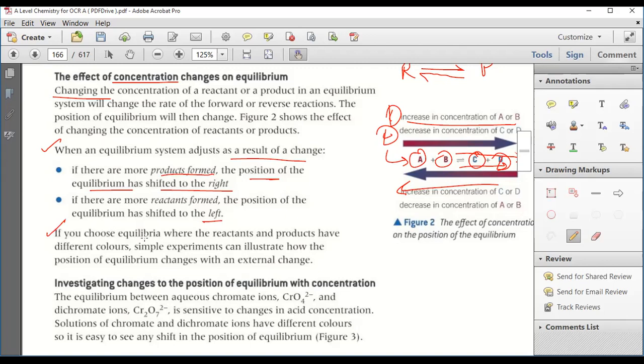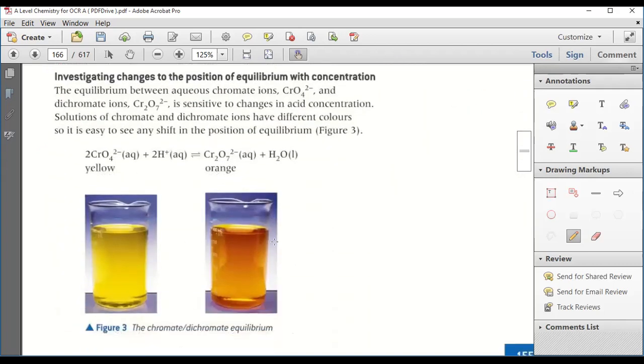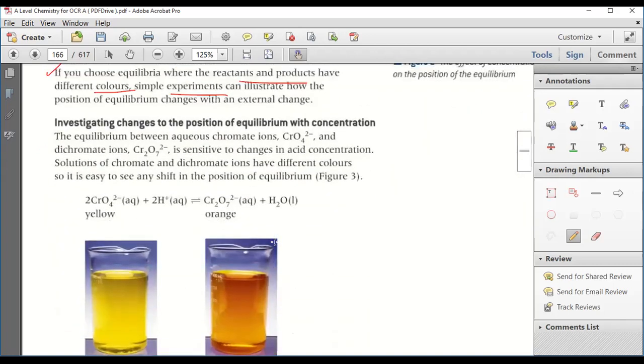Now, if you choose equilibria where the reactant and the product have different colors, simple experiments can be illustrated. This change in shifting of equilibrium can be differentiated easily when the reactant and the product are in different colors. That can be done with the help of this chromate experiment. This whole thing, that concentration changes, we are going to study with this chromate example, investigating changes of the position of equilibrium with concentration.